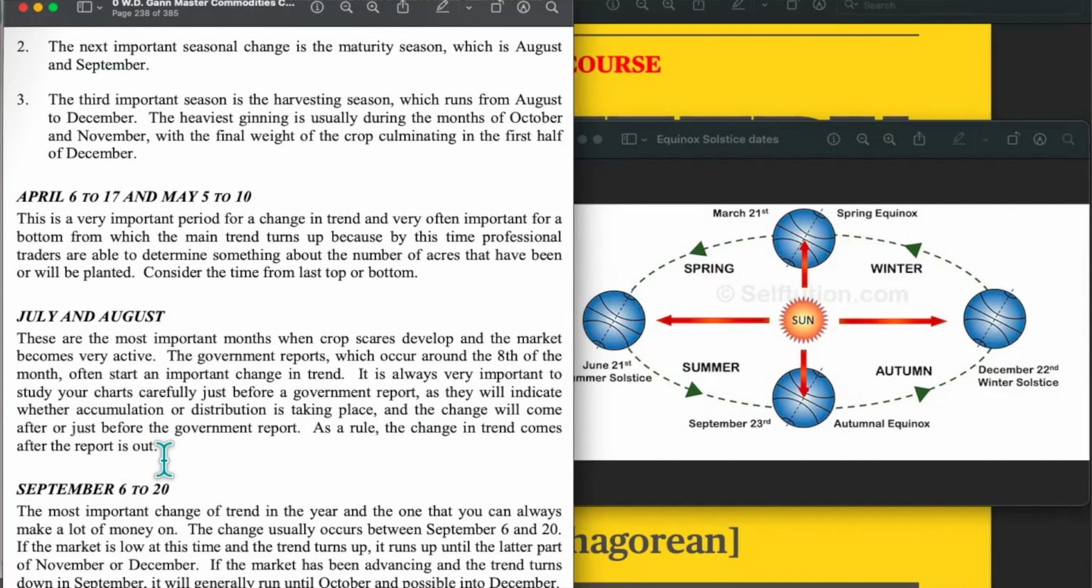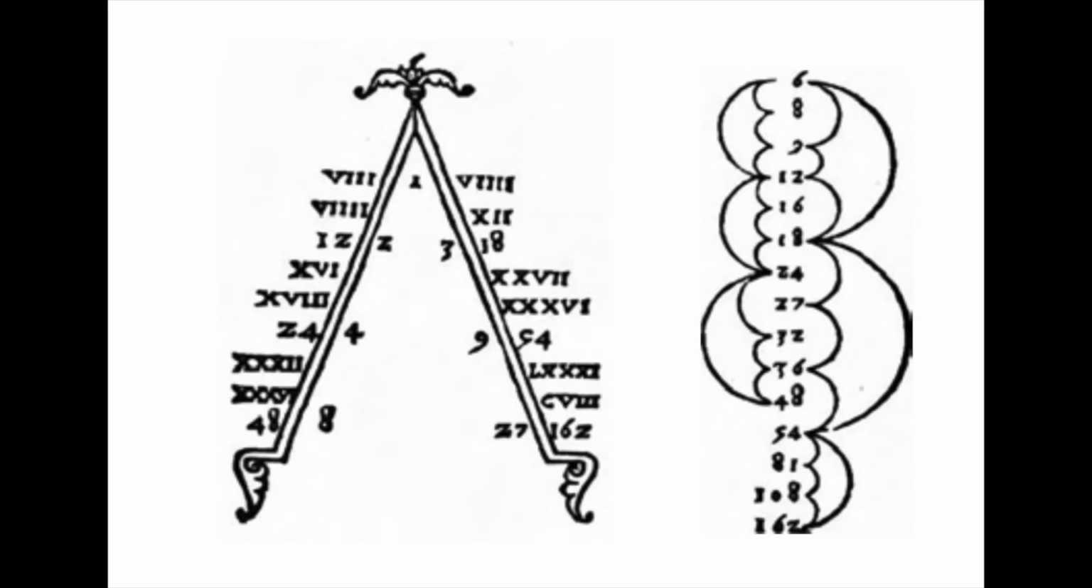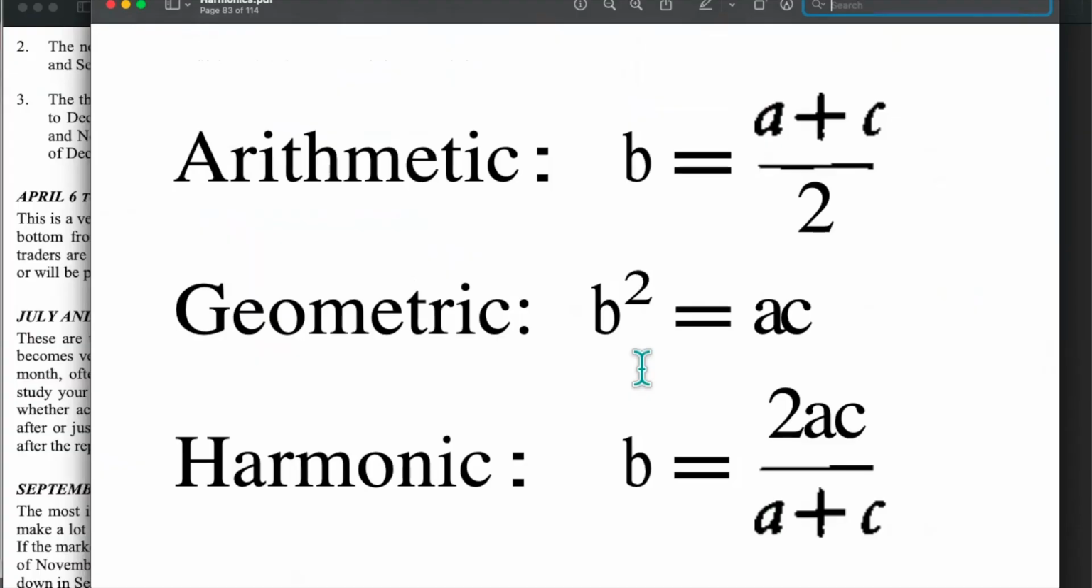After this, we come to our most important topic, that is harmonics, which is the Pythagorean way. Now, here we'll be talking about geometry and mathematics. We have simple mathematics, which is just maybe an average. We have geometrics, which considers it in a different way, where we take the numbers and multiply them. This is the arithmetic way. This is the geometric way. And there is one more way, which is the harmonics way.